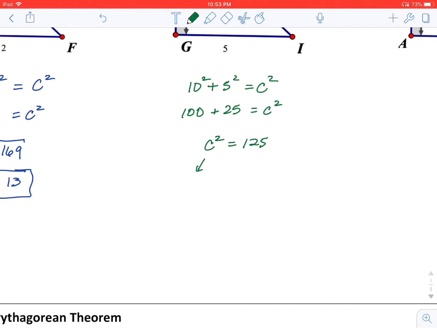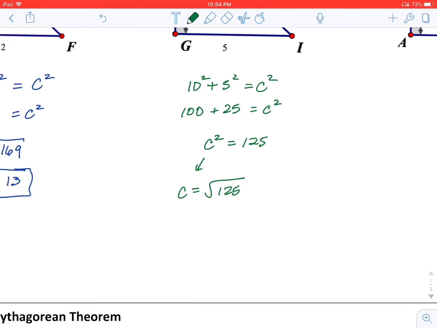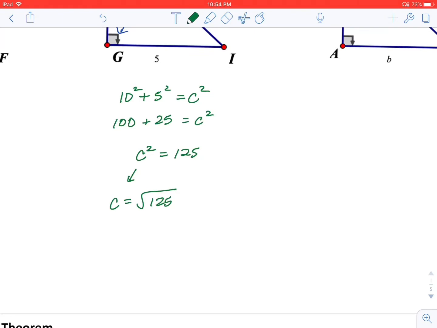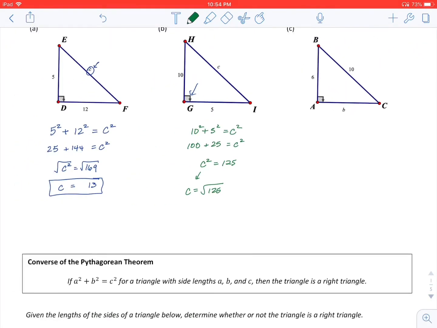So in solving this, I know that c is equal to the square root of 125. I need to state that in simplest radical form, meaning I need to pull out any necessary factors under the radical that I can. 125, as a side note, just happens to be equal to, come on, pen.